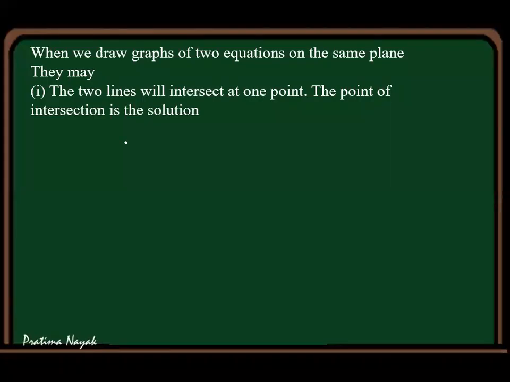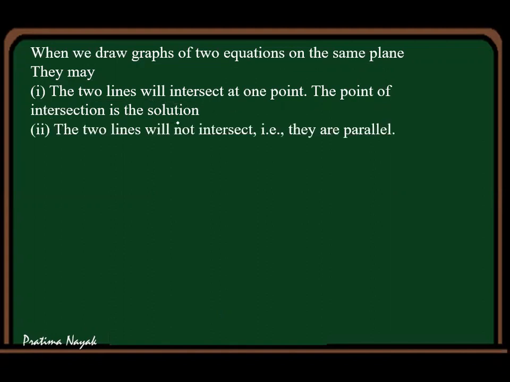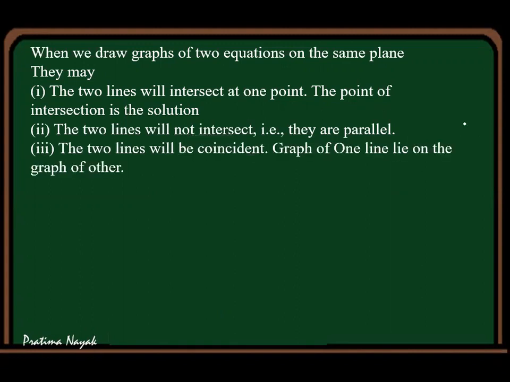So let us revise again because the graph is very important. When we draw a graph of two equations in the same plane, the two lines will intersect at a point. The point of intersection is the solution. They may not intersect, they may be parallel. So there will be no solution. And third is two lines will be coincident, graph of one line on the graph of the other.